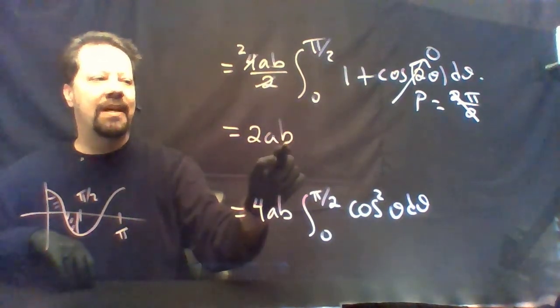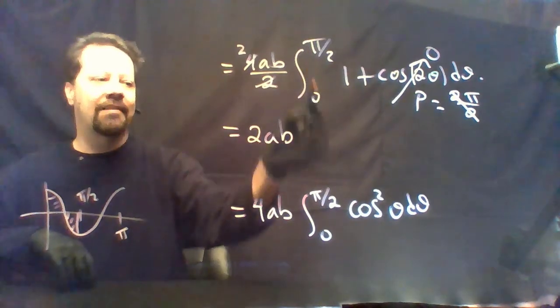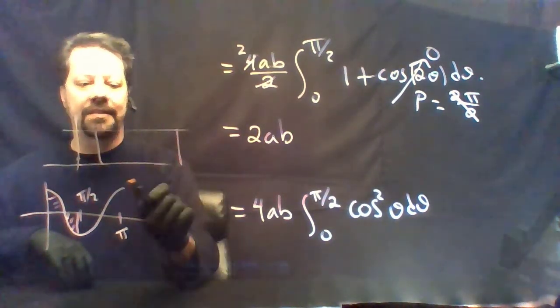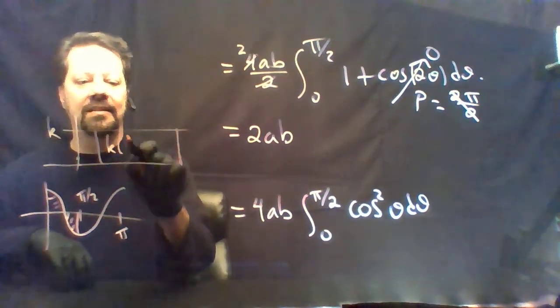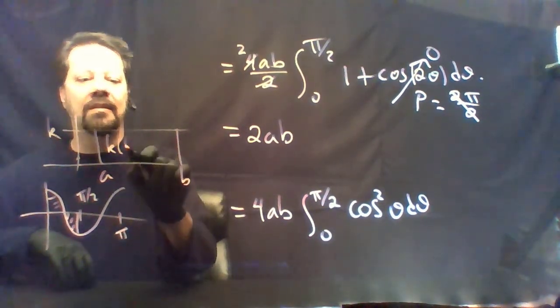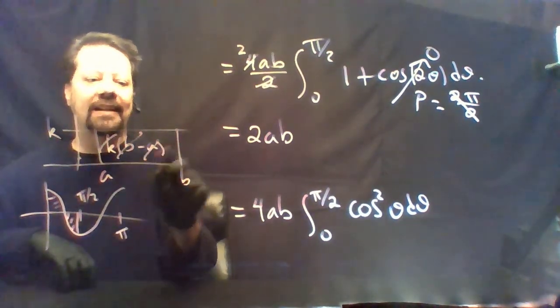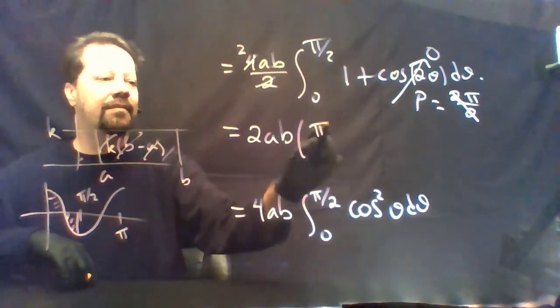We're left with 2ab. If we integrate 1 on an interval of length pi over 2, any constant on an interval of some length gives you whatever that height is times the length of the interval. Height times width gives you the area of a rectangle, in this case 1 times pi over 2.